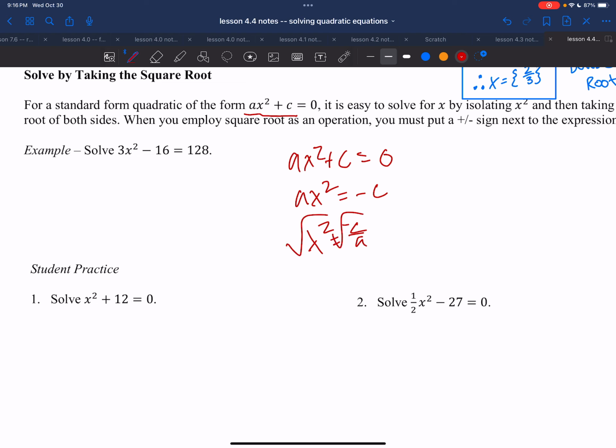And that works every single time because you don't have a bx term, right? There's no middle term. So you don't really have to factor to be able to find these roots. I mean, you could try and factor, but you don't have to. It's actually much quicker to just do this method.